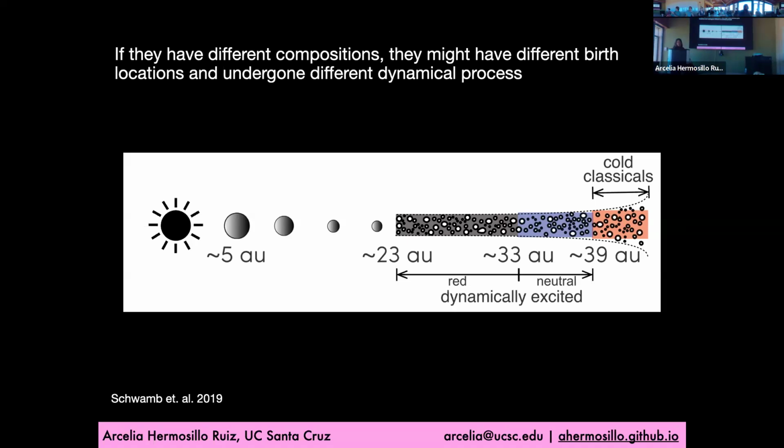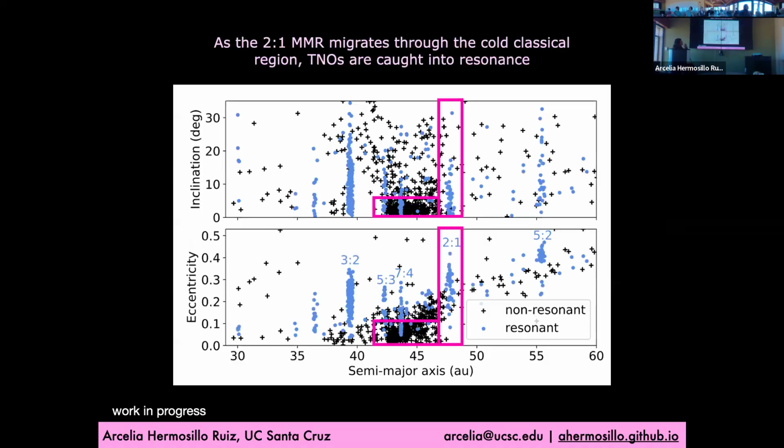And this motivates the next project that I'm going to talk about, which is work in progress, which looks at the 2-to-1 resonance, which is just exterior to that region that I mentioned earlier with the cold classicals, the redder and the bluer objects. The 2-to-1 is right exterior to it. And how we can take advantage of that is that as the 2-to-1 would have migrated outward, it would have caught objects from this region.